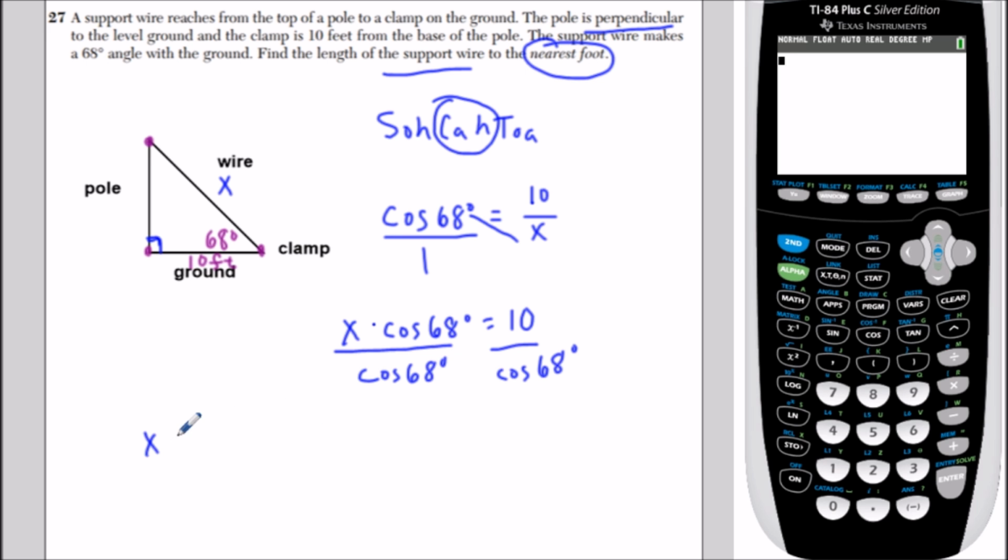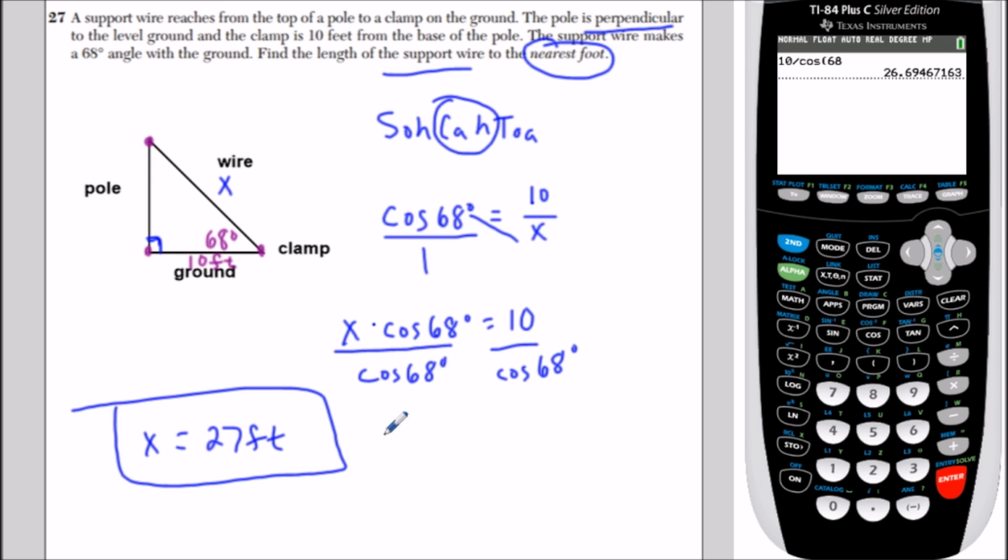So x equals, and now we just got to type this in. We have 10 divided by cosine of 68. Please make sure you're in degrees. See up top it says degrees. That's a good thing, because if you're in radians, it will ruin your day. And now we're rounding this to the nearest whole number. So the 6 to the right of the decimal tells us to round up to 27. So our final answer to this question is 27 feet is the length of the wire. Let's make that a little neater, 27 feet.